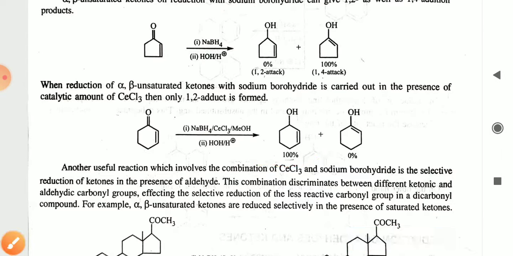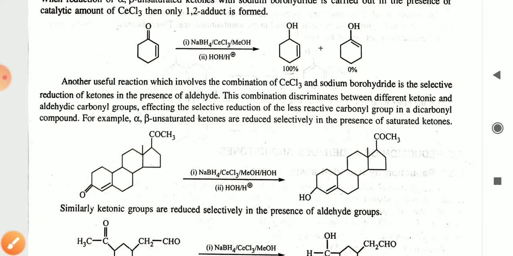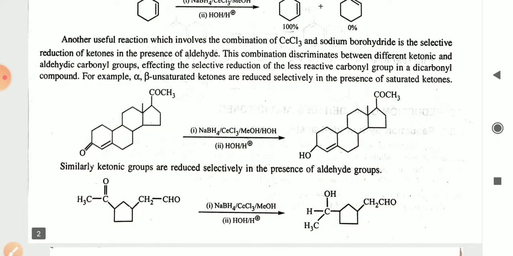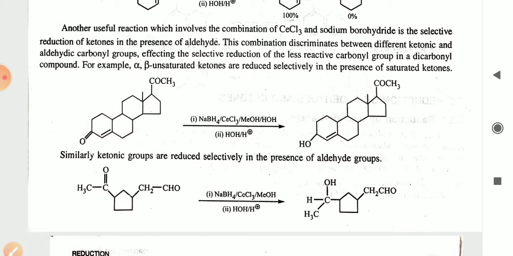In another example you can see the reaction involves the combination of CeCl3 and sodium borohydride, which is a selective reaction of the ketone in presence of the aldehyde. In this combination, the discrimination between the different ketonic and aldehydic carbonyl groups affects the selective reduction of the least reactive carbonyl group in the dicarbonyl compound. For example, alpha beta unsaturated ketones are reduced selectively in the presence of saturated ketones.